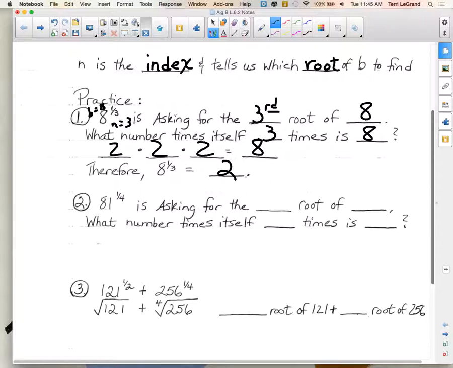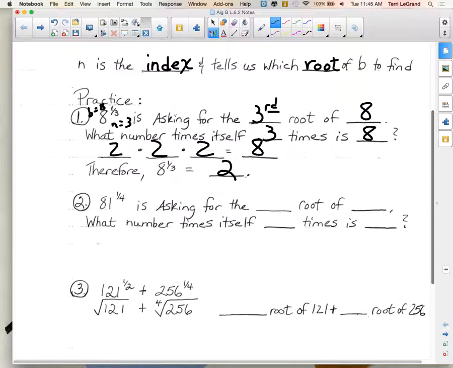We're not going to use our calculators again, by the way, in this lesson. But we're just using them to help make sure that we are doing this accurately. So is 8 to the 1/3 power 2?